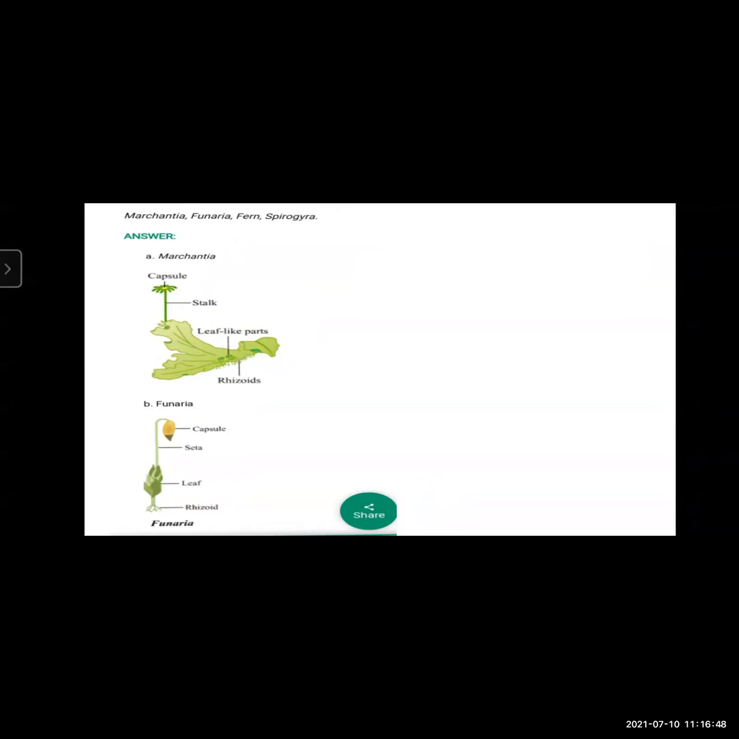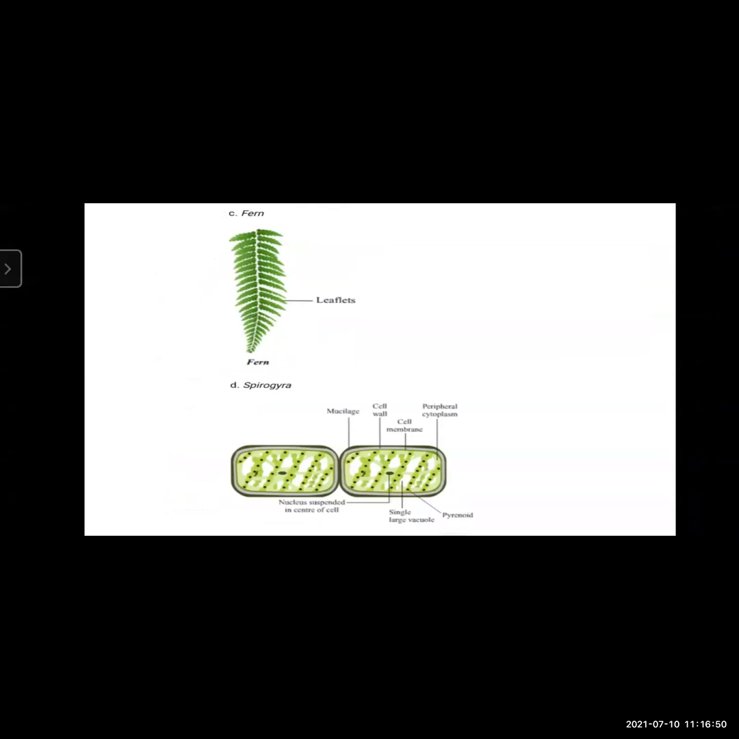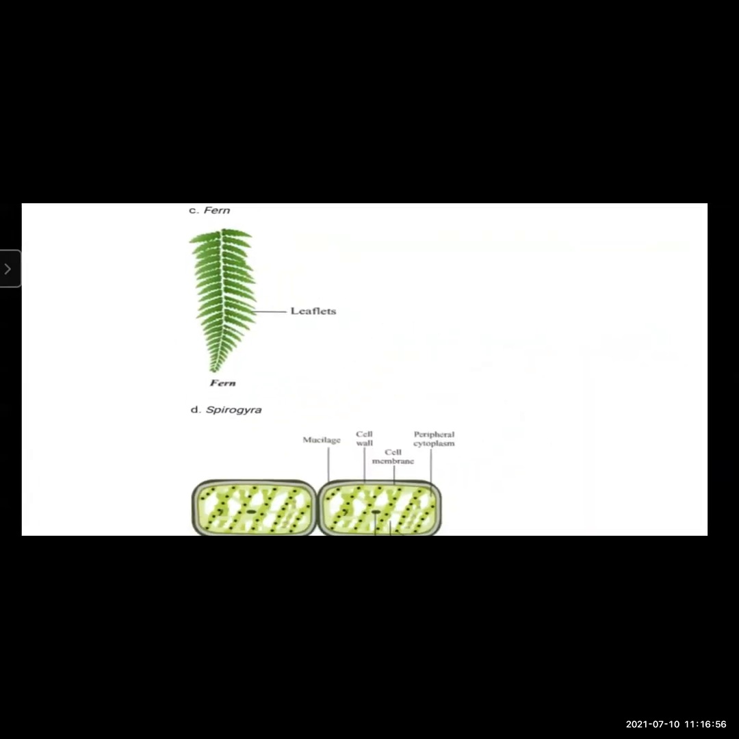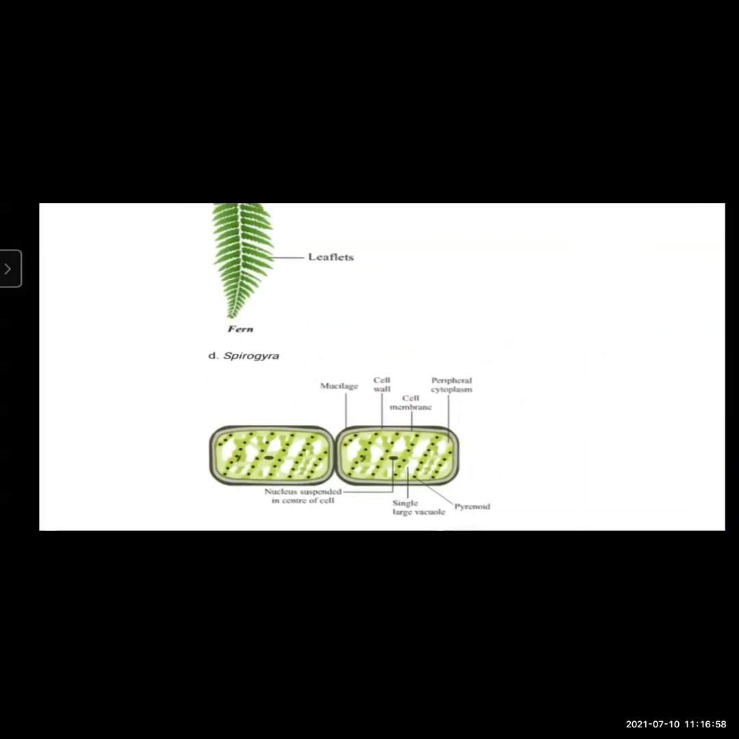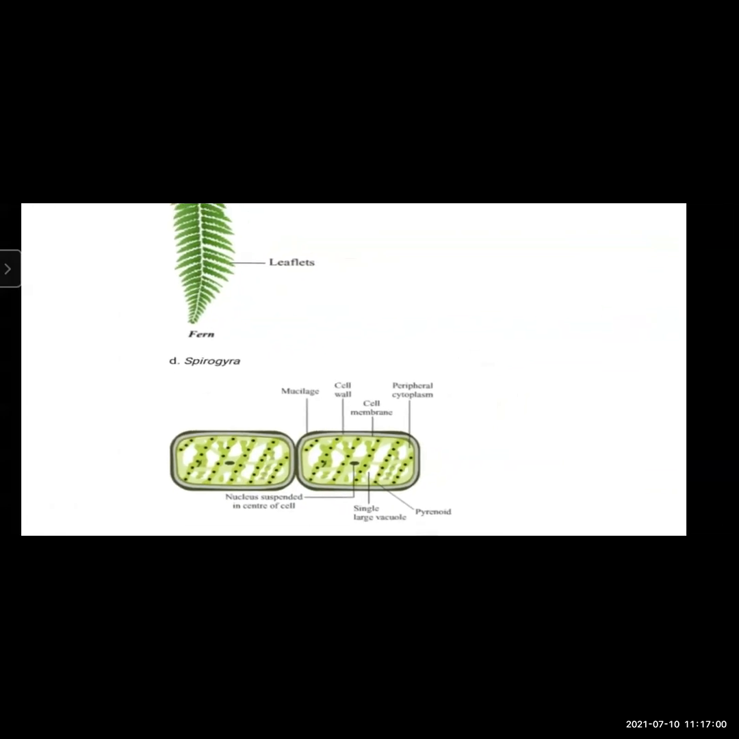Here you can see the diagram of fern. Leaflets are present. And Spirogyra, the same figure which we have seen in the previous question. Right? Cell wall, cell membrane, nucleus, and then large vacuole, mitochondria, and all that. So you need to draw neatly and label the diagram in order to get the marks.